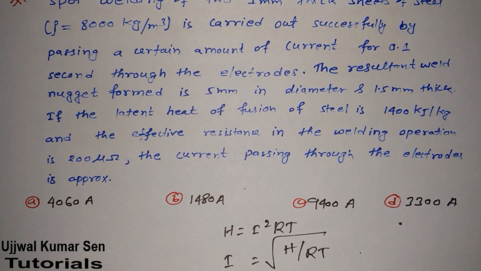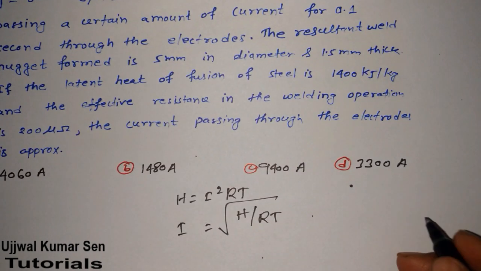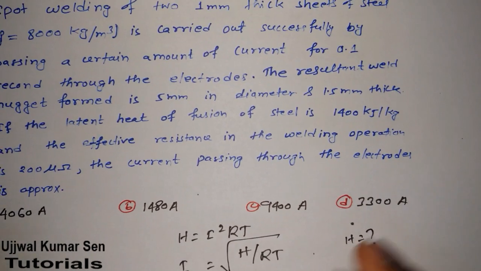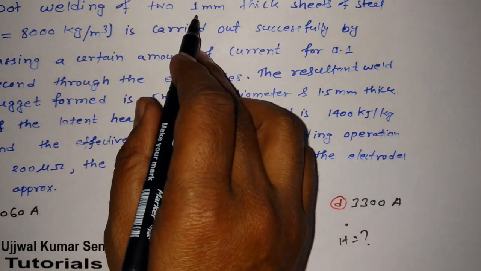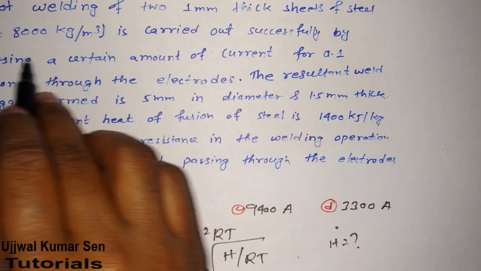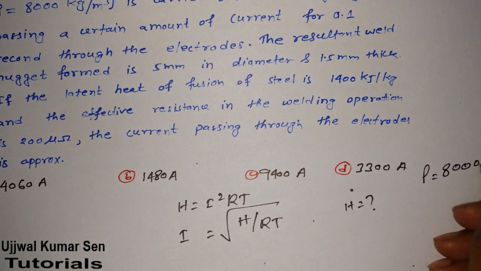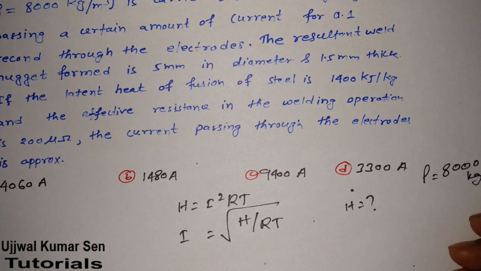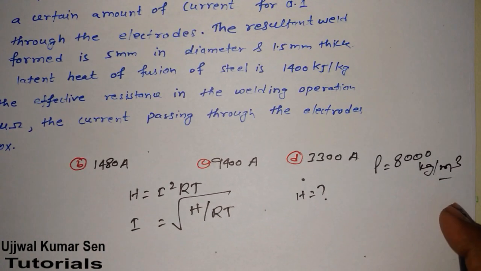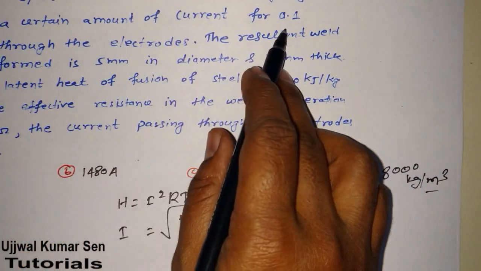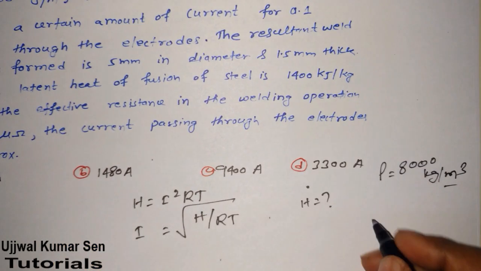Now we have to find all the values from here. First of all, we have to get H. What is H? Now we'll read the question: spot welding of 2 mm thick sheet metal. Density is given as 8000 kg per meter cube. Again, check the unit. It is carried out successfully by passing a certain amount of current for time.